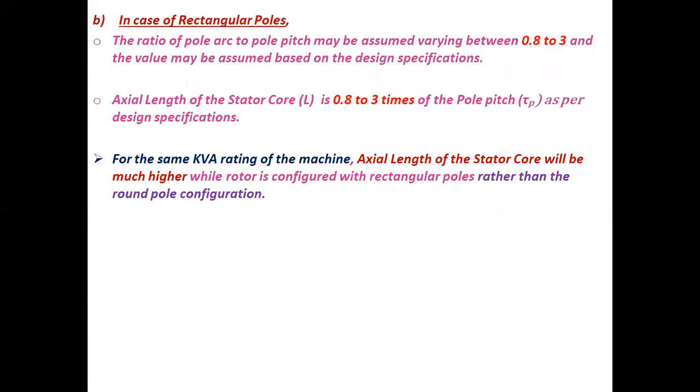In case of rectangular poles, the ratio of pole arc to pole pitch may be assumed to vary between 0.8 to 3, and the value may be assumed based on design specifications. The axial length of the stator core is 0.8 to 3 times the pole pitch as per design specifications. So, for the same kVA rating of the machine, the axial length of the stator core will be much higher when the rotor is configured with rectangular poles rather than the round pole configuration.